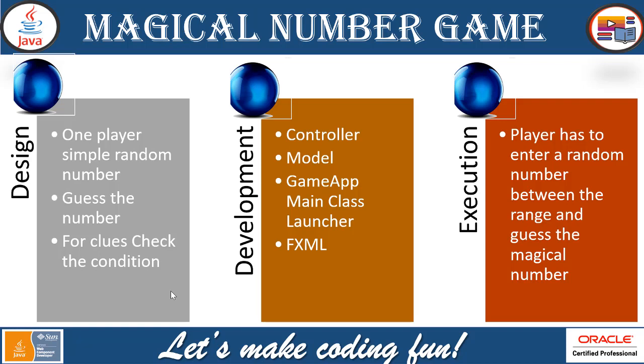And for clues, we need to get the condition from the compiler. So the compiler will check whether the number you entered is too small or too big. Is it out of the range or inside the range? This is how we are going to guess the magical number that the compiler has already selected.